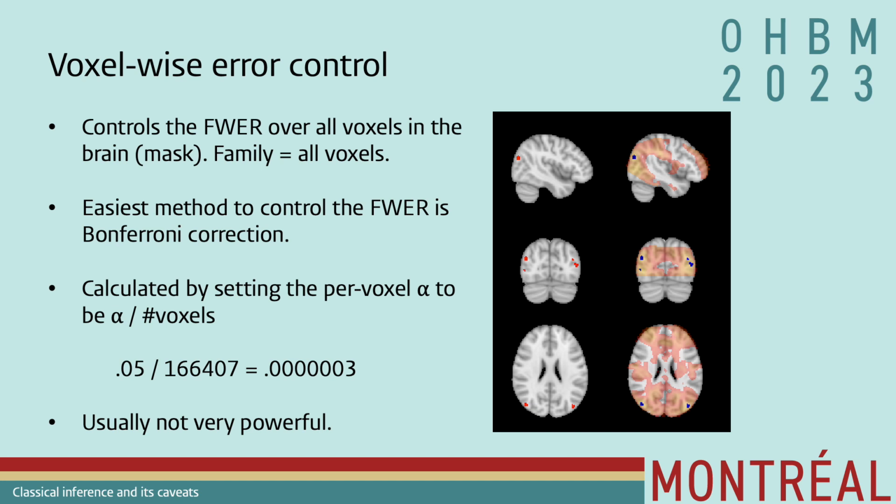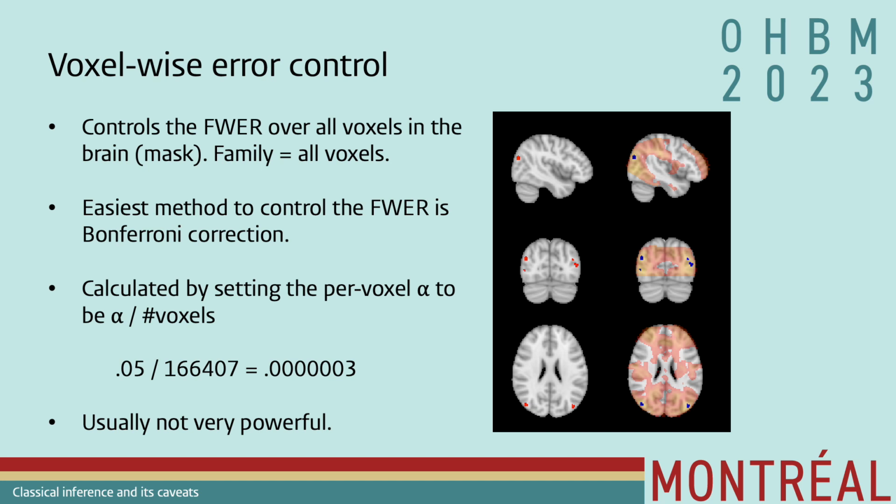The easiest method to control the family-wise error rate is what we call the Bonferroni correction. It's calculated by setting the per-voxel alpha level to be alpha divided by the number of voxels. For example, if we want our family-wise error alpha to be 5%, so that no more than 5% of the voxels that we test are false positives, we test each voxel not at 5%, because that would increase the false positives, but at 5% divided by 166,000. So each voxel we test not against 0.05, but against 0.000003.